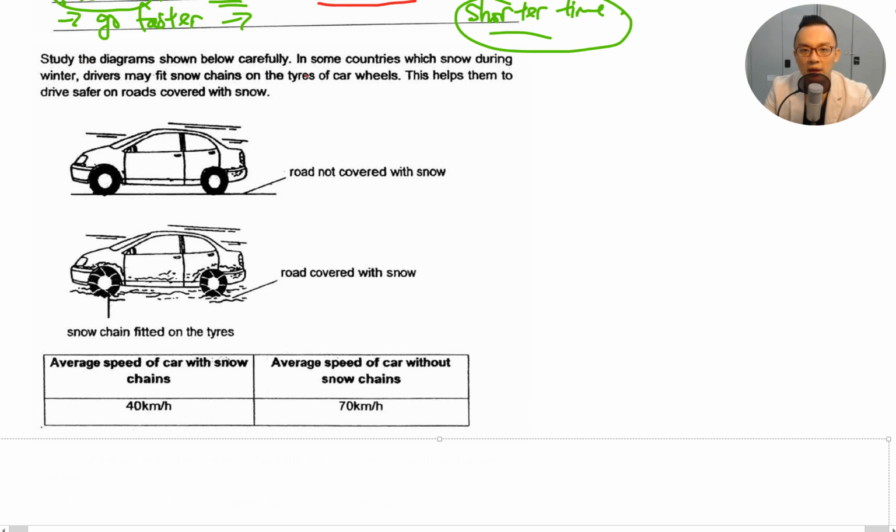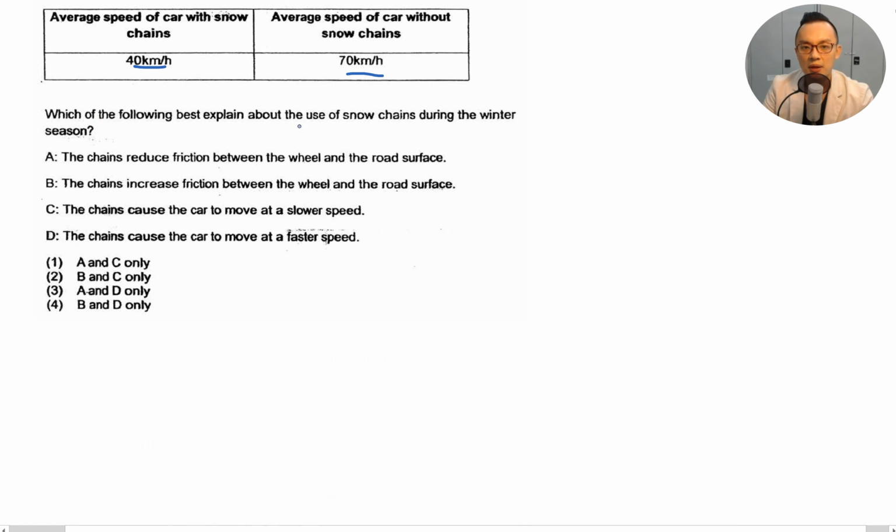Study the diagrams below carefully. In some countries, some drivers may fit snow chains. All right, so this is just a normal wheel over here. This is a normal wheel. This is one with a snow chain. All right, so I draw out the chains for you to see. The snow chains are basically just chains that go around the wheel. All right. So average speed with snow chains is 40. Average speed without snow chains is 70. Which of the following best explain about the use of snow chains during the winter season?